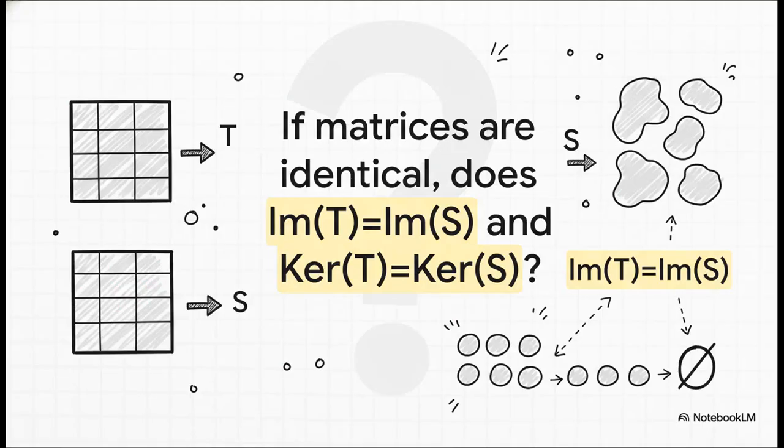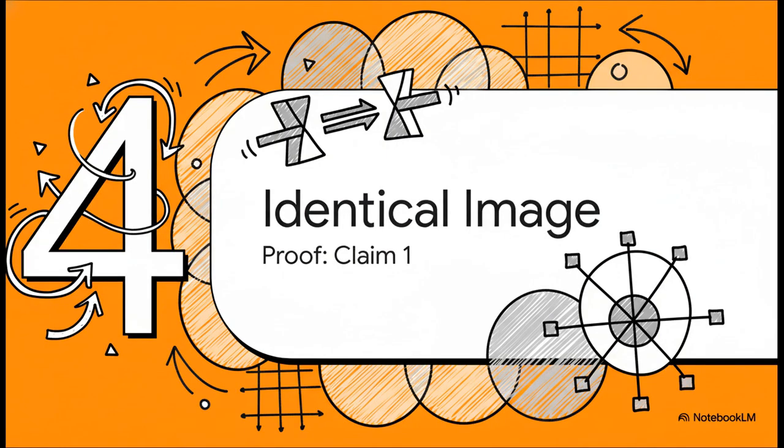This leads us to the two big questions. If their matrix blueprints are the same, are the transformations themselves basically the same? To be specific, is the image of T the same as the image of S? And what about the kernel, the set of vectors that get sent to 0? Are those the same too? Let's find out. First up, let's look at the image.